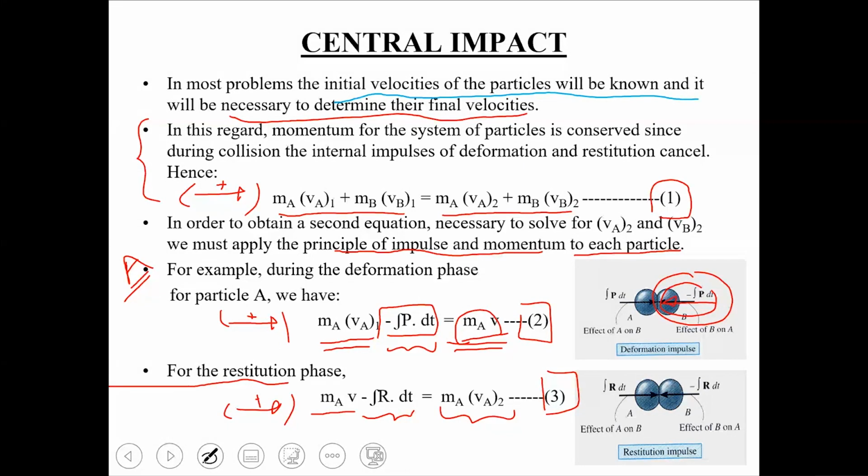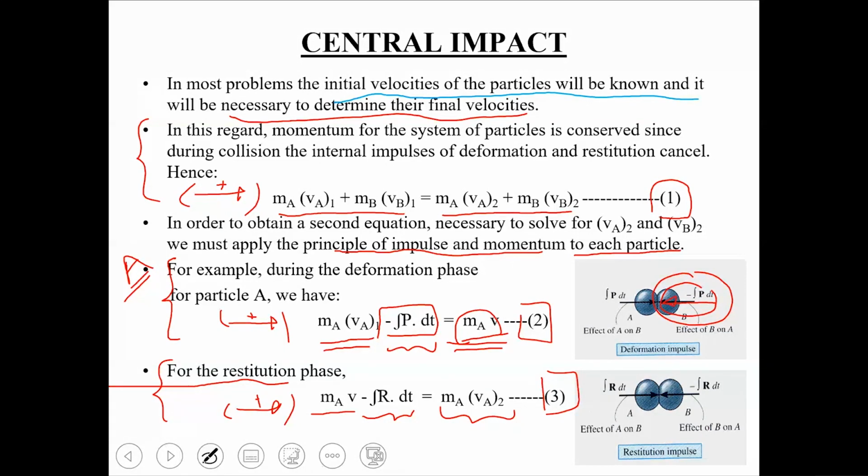So the conservation of momentum principle is being applied. In the next step, I have considered particle A alone, and I have applied the principle of impulse and momentum on particle A during the deformation phase, similarly during the restitution phase. So I hope that equation number 2 and 3 are clear to all of you. Yes, sir. ठीक है?